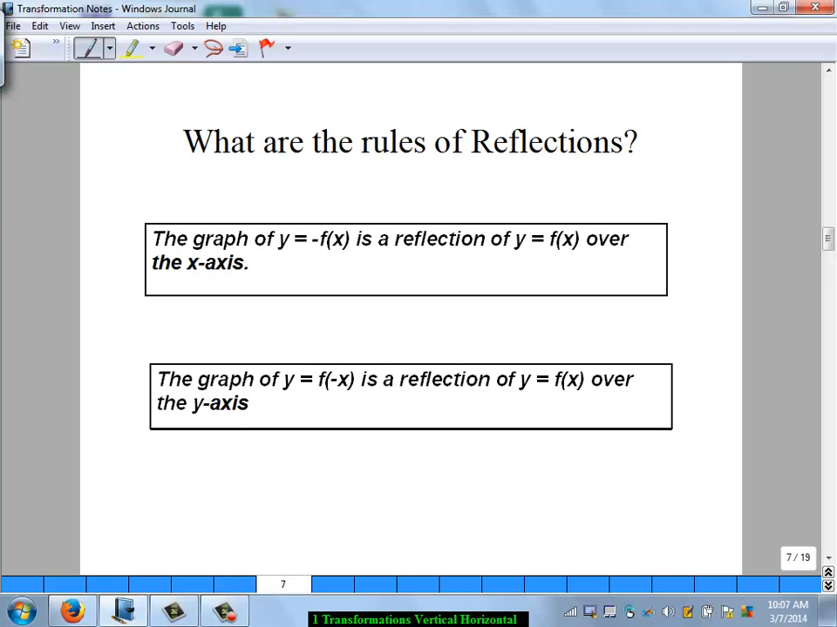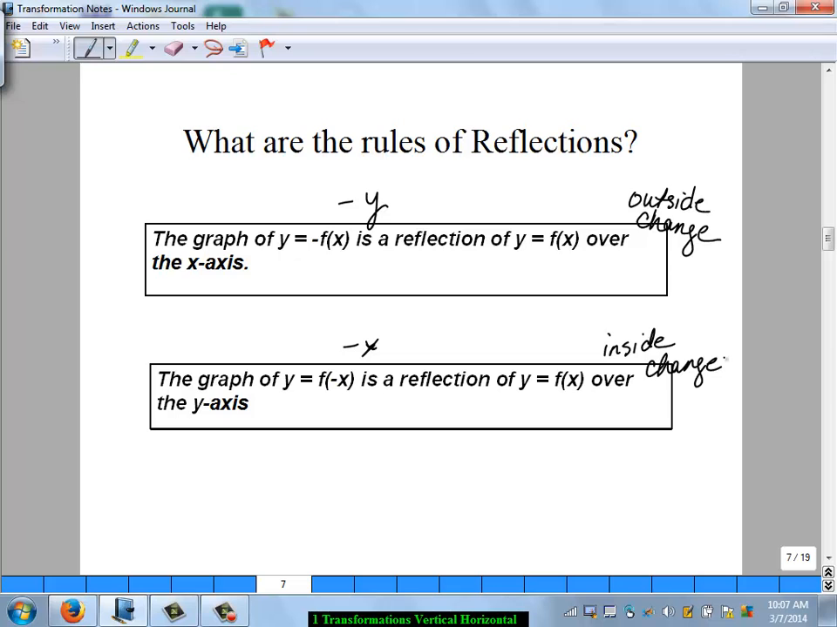So here's our rules of reflections. The graph of y equals negative f of x is a reflection over the x-axis, because it's negative y's. And inside, it's negative x's, so it reflects it over the y-axis. Okay? This is an outside change again. This is an inside change.